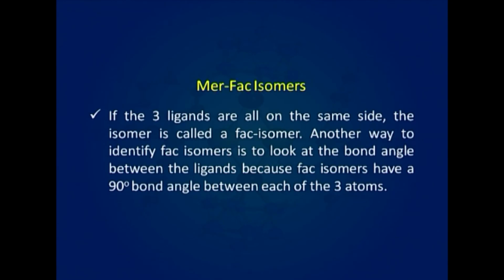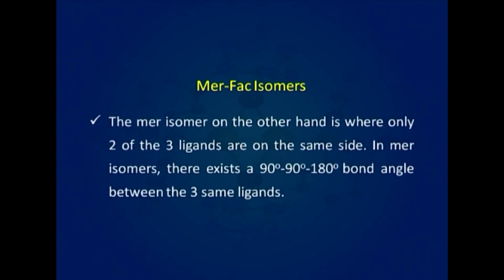If the three ligands are all on the same site, the isomer is called a facial isomer. Another way to identify facial isomers is to look at the bond angle between the ligands, because facial isomers have a 90-degree bond angle between each of the three atoms. The meridional isomer, on the other hand, is where only two of the three ligands are on the same site. In meridional isomers, there exists a 90-degree, 90-degree, 180-degree bond angle between the three same ligands.